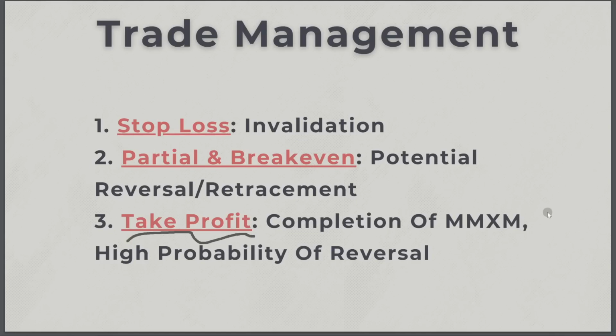Your take profit is going to be the completion of a market maker's model, so either buy model or sell model, and that's the external to internal or internal to external, and it's the high probability of reversal. So if I see a high or a low that is a very high probability for price to react from or reverse from, for example a previous monthly high, previous daily high or low, the same thing. So those high probability liquidity pools and very significant ones, I would have my take profit there. Why? Because price could just reverse from there immediately.